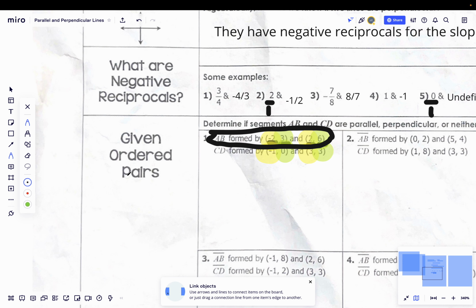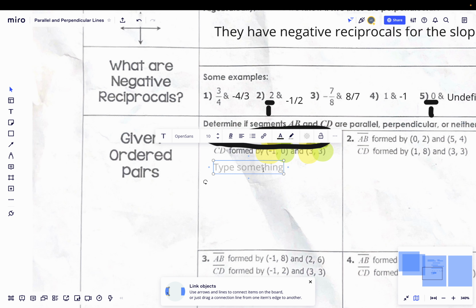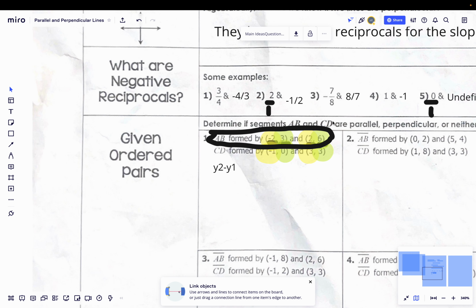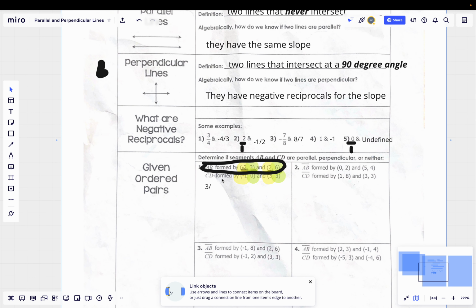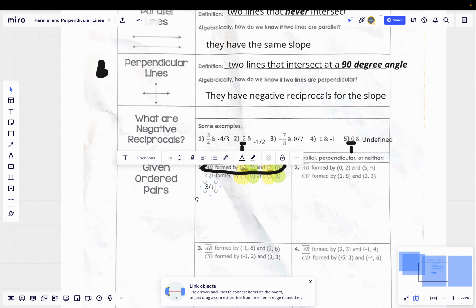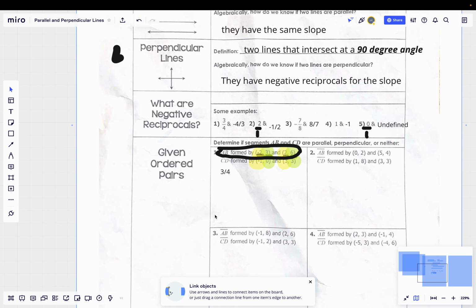So this is the first one. We're going to find the value of the slope. We know that the slope is y2 minus y1. So basically what we're doing is subtracting 6 from 3 on the top, right? Because we do the one on the right versus the one on the left side. And then we do 2 minus -2, which means we add 2. So AB is 3/4. Now let's try CD.